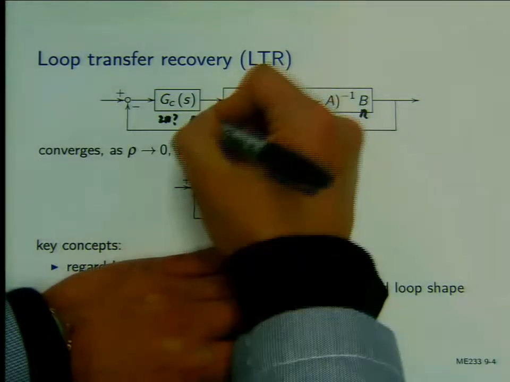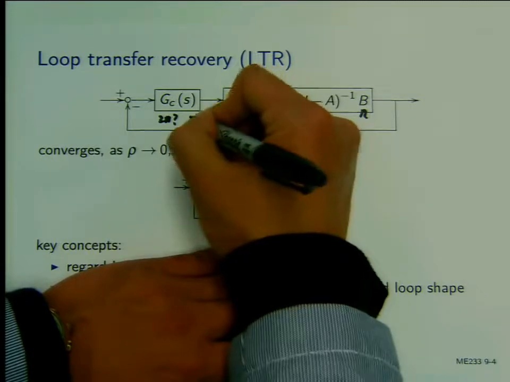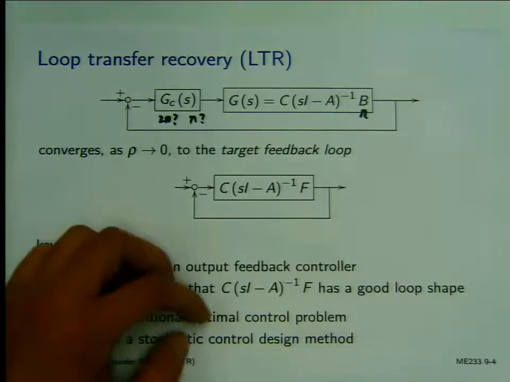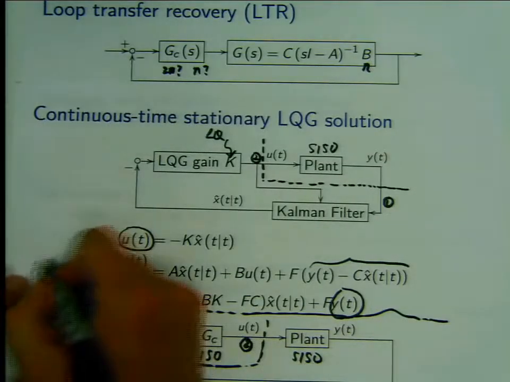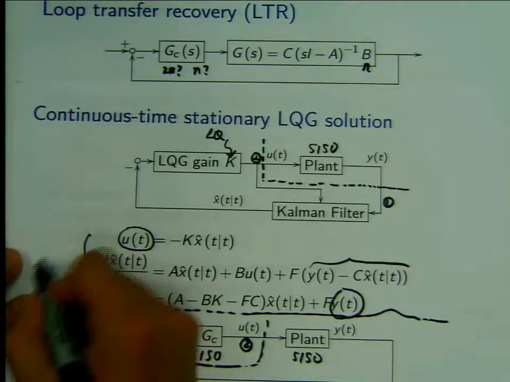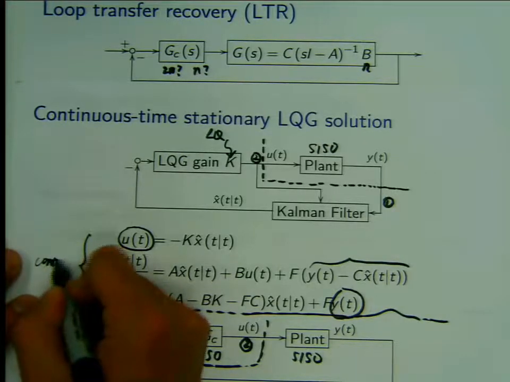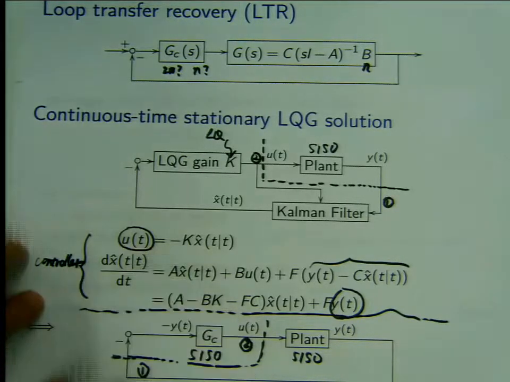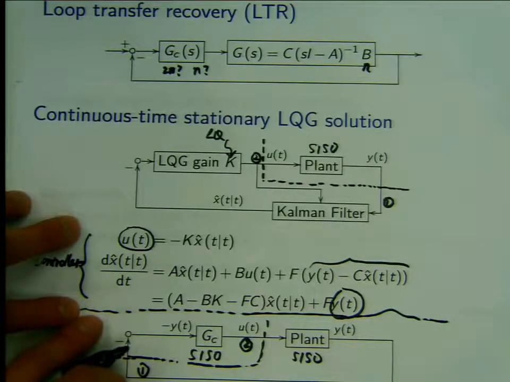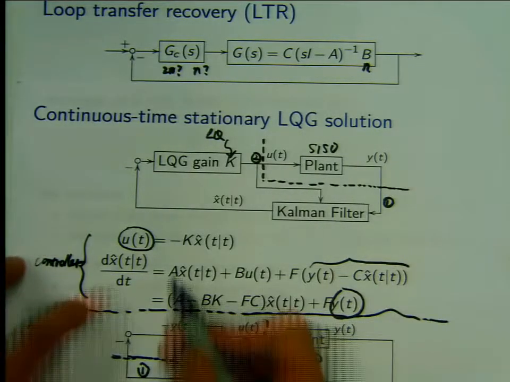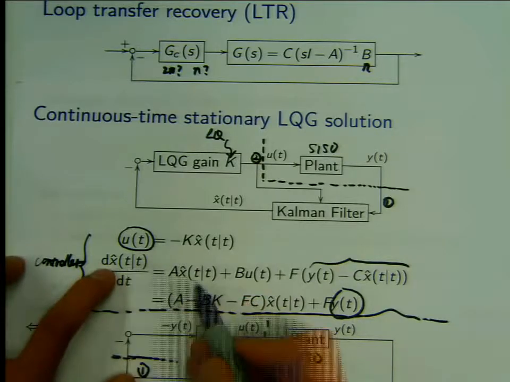Actually it's a little bit not obvious, and it's not in the reader. So it might take a while to see this. But look at the transfer function. Look at the controller. This is the controller. From here, you tell me what's the order of the controller. It's n, right? It's the number of states of x hat, which is n.